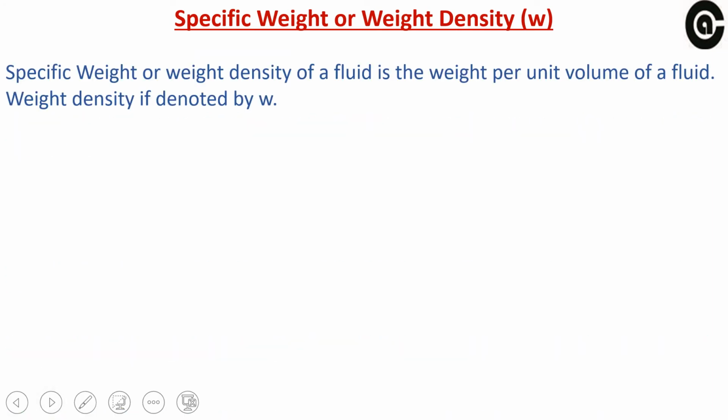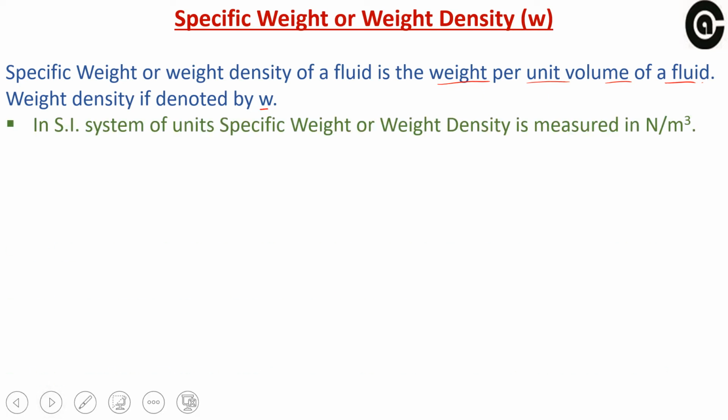Now, the specific weight or weight density. This is similar to the mass density, but in this case, the weight is taken in place of mass. So, weight density can be defined as the weight per unit volume of a fluid. Weight density is represented by a small w and its unit is Newton per meter cube, because weight is a kind of force.